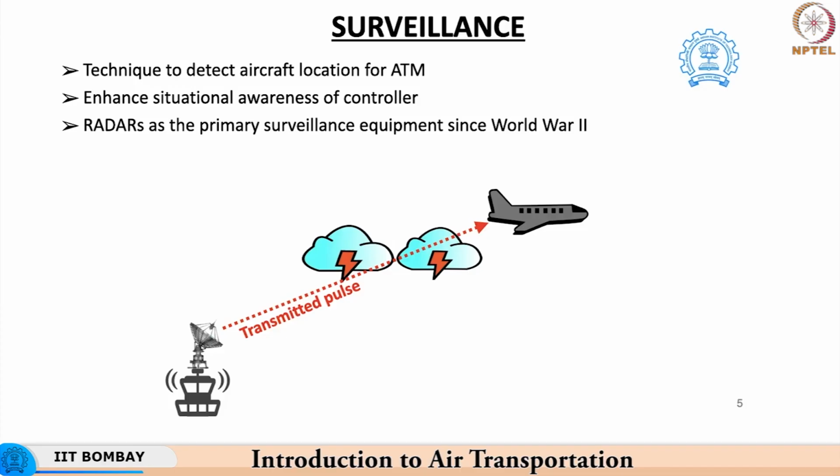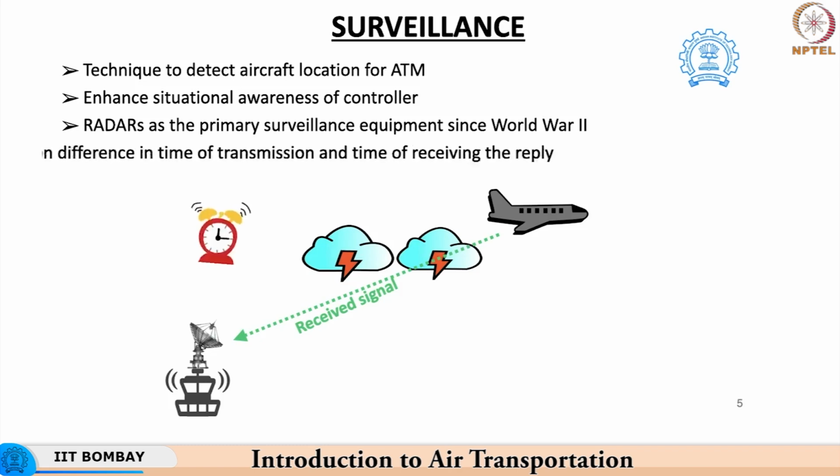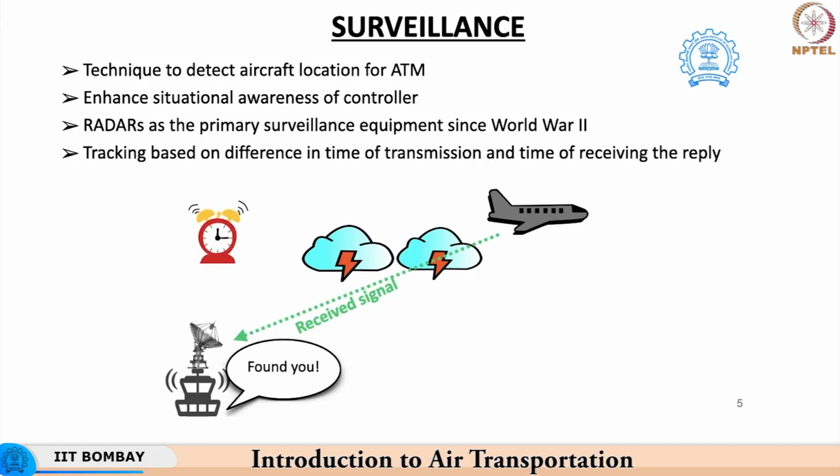Subsequently, based on this interrogation signal, the aircraft in view will reflect a signal, which is received again by the radar. Based on the difference between transmission and receipt of the signal by the radar ground station, the radar could easily track the location of this aircraft. So, this is how the overall tracking system works in the primary radar system.